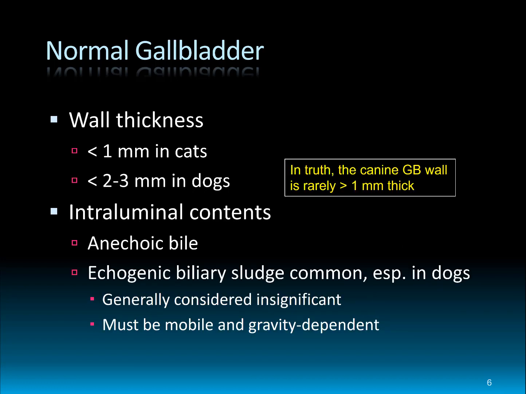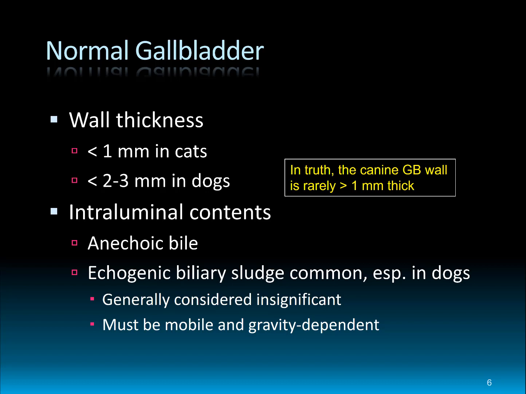Wall thickness is reported as less than 1 millimeter in cats and less than 2 to 3 millimeters in dogs, but realistically, you're not going to see it much more than 1 millimeter thick in any normal dog. So for practical purposes, if the gallbladder wall is greater than 1 millimeter thick in either a dog or a cat, you should be concerned about disease or at least an abnormality of that wall.